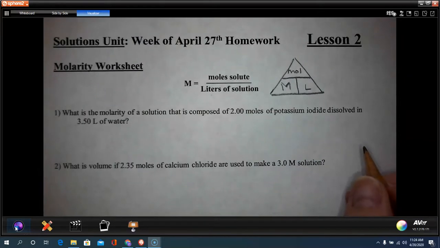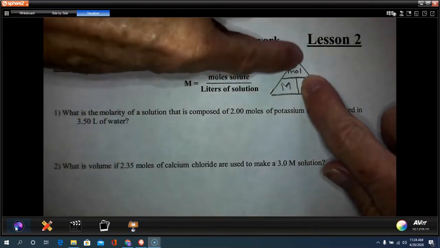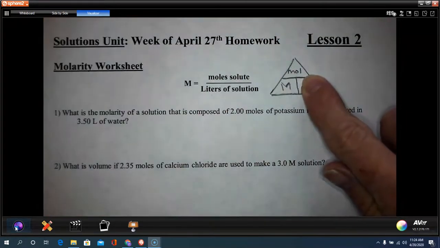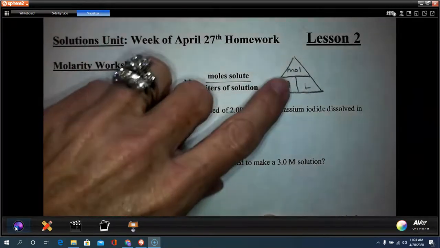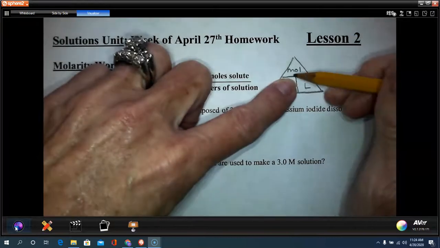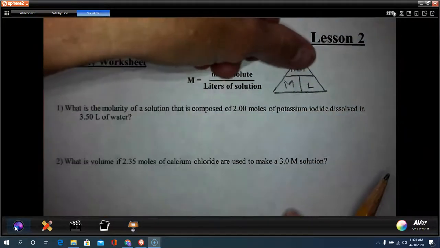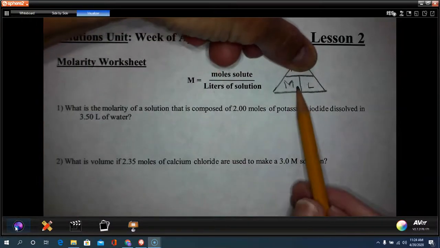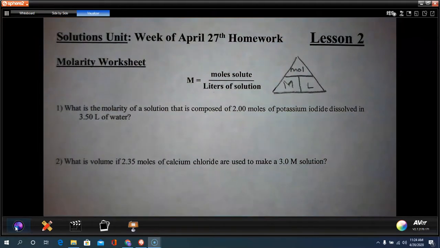So the way you work this triangle, let's say that I'm asking you to calculate liters. You cover up liters, and you do moles over molarity. Let's say that you want molarity. Well, we've got the formula, but let's see how that works. You cover up molarity, and it's moles over liters. How do you calculate moles? We'll cover up moles, and it's molarity times liters. So that's how you use that triangle if you need it.